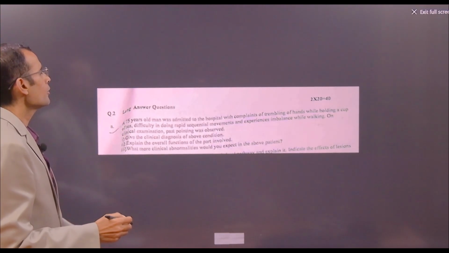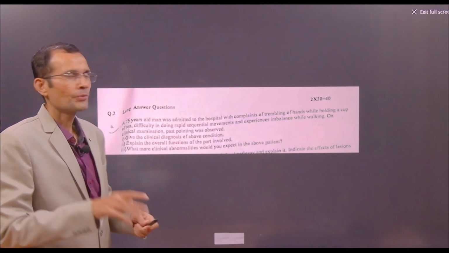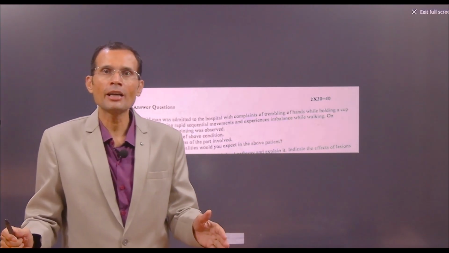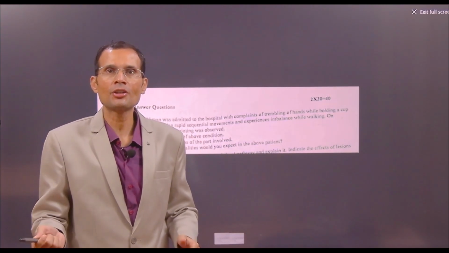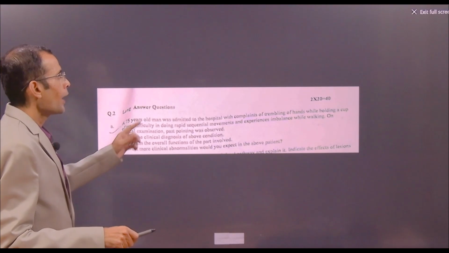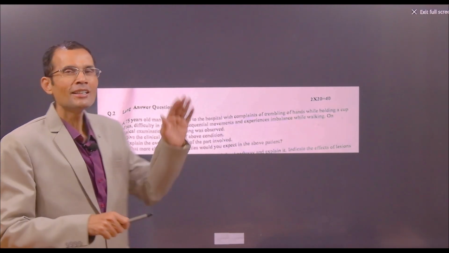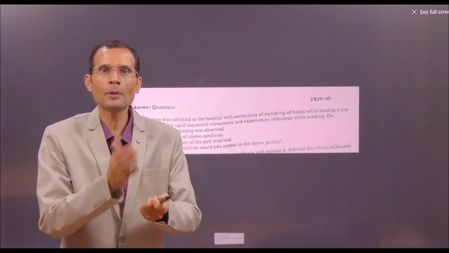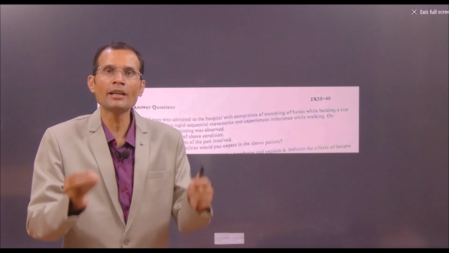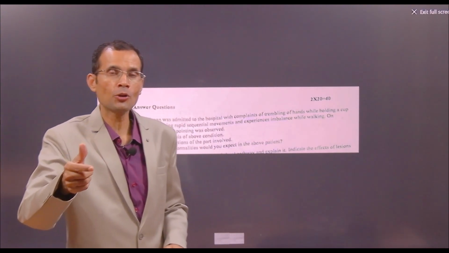A 75-year-old man was admitted to the hospital with complaints of trembling of hands. Trembling of hands. So you know, tremors are of two types: tremor at rest and intention tremor. Tremor at rest, Parkinsonism; intention tremor, cerebellum. While holding a cup of tea, there is trembling of the hands. Difficulty in doing rapid sequential movements like pronation, supination, pronation, supination. There is difficulty in doing that. This is called as adiadochokinesia.